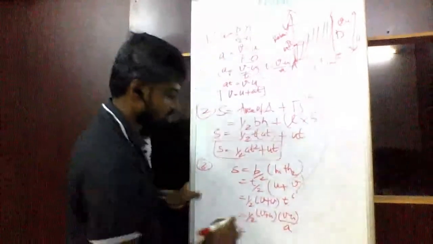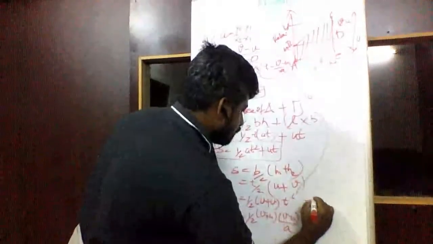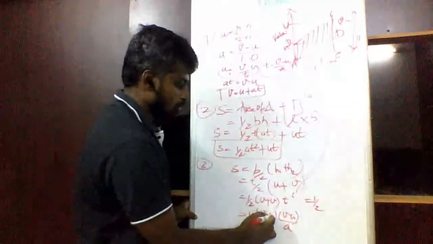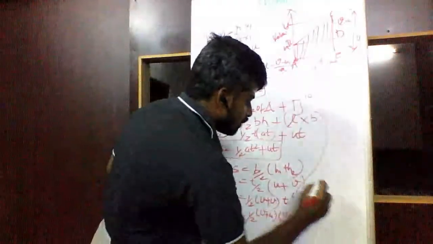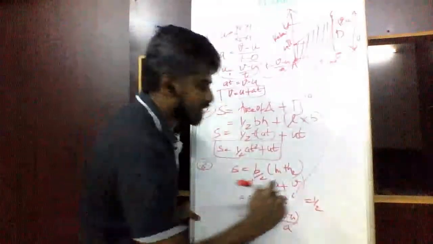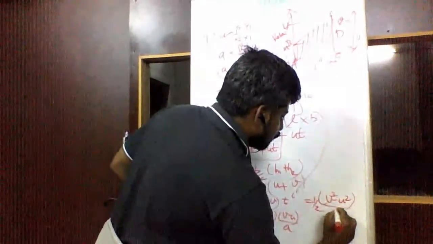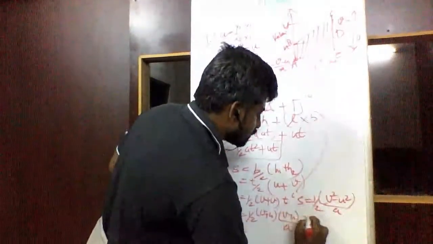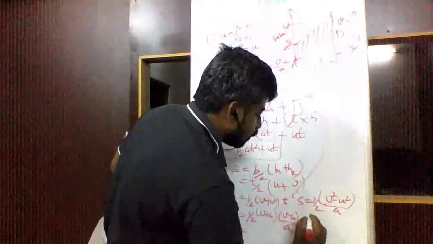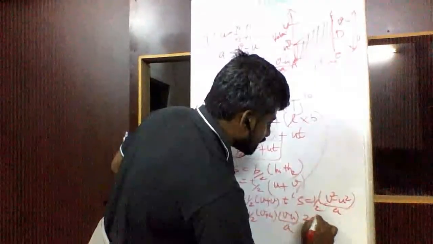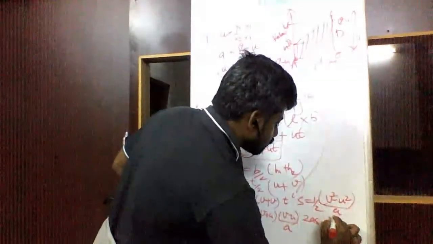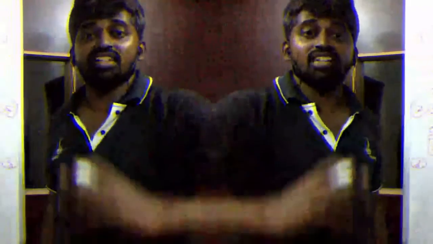That's all. What is that's all? Half into (U plus V) times (U minus V)... it is (A plus B)(A minus B), that is A square minus B square. So V square minus U square divided by 2A. Yes. So 2A will go to the other side, then 2AS is equal to V square minus U square. I will tell you the significance of this formula.